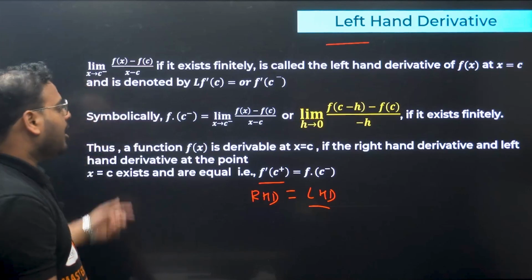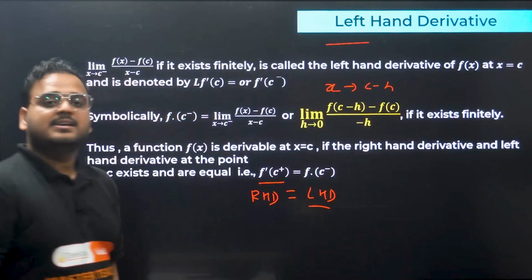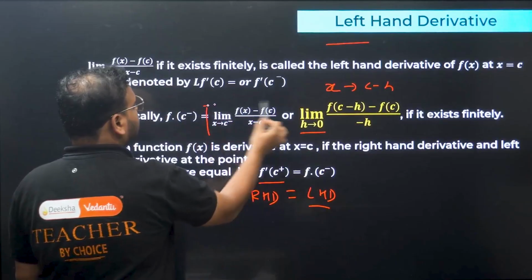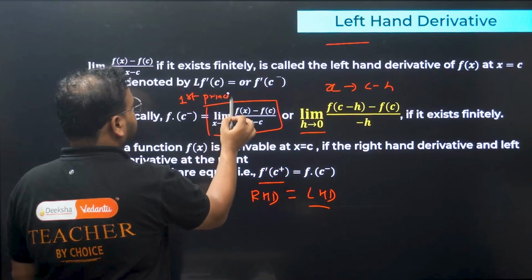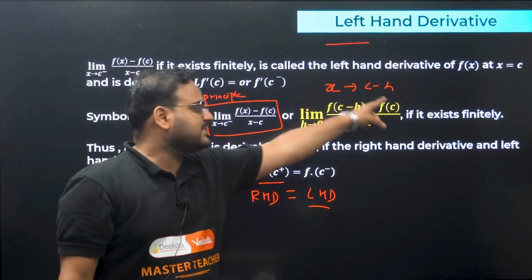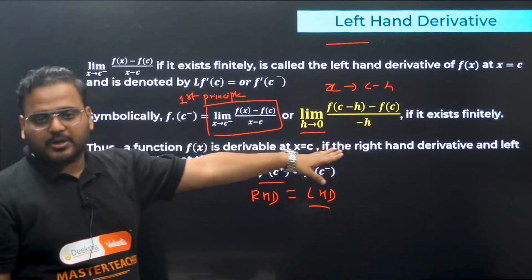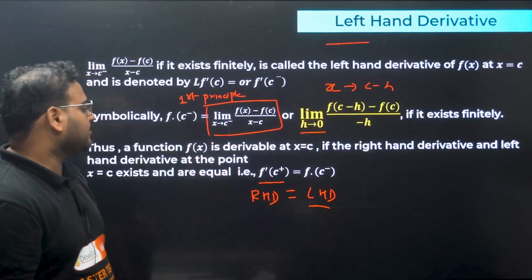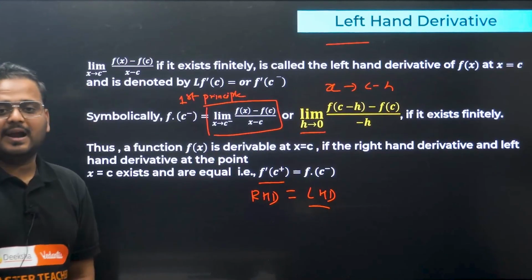How do you find the same with the other approach? In this case, you replace x by c minus h, and h will tend to 0. So this is the limit. Remember, this is the derivative from the first principle. In the first principle of derivative, you replace x with c minus h. Check here, the denominator will become simply minus h, and the numerator will become f of c minus h minus f of c. Simply solve this for the limit, you get the result, and that will be your LHD. They should be equal, and when they are equal, you call the function differentiable at that particular point.